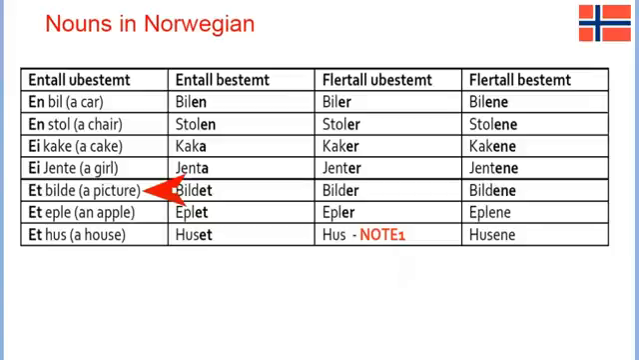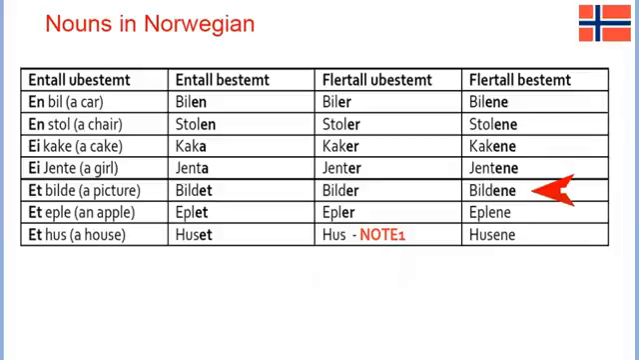If we go through the neutral then, et bilde, see the et, et bilde, a picture. To create the definite form, you just put the et at the back of the word, so it's bildet, the picture. And the beauty of it is that in plural, in most cases, it is just the same in neutral as it is in female and male. So in indefinite form, pictures, bilder. The pictures, bildene.